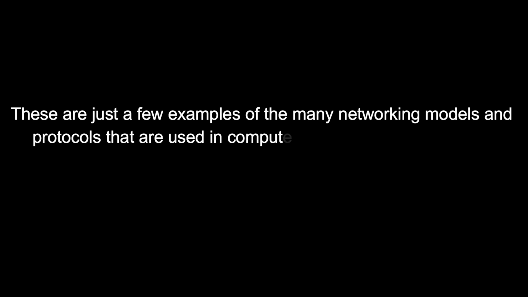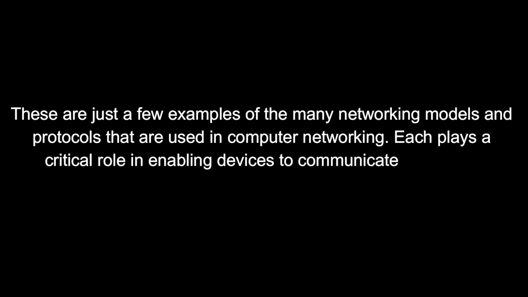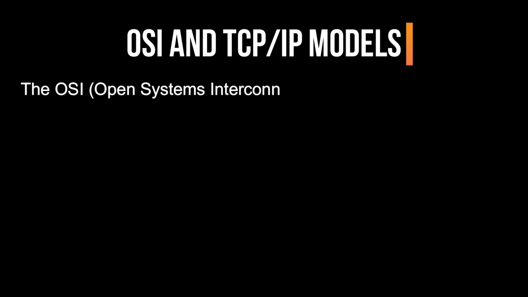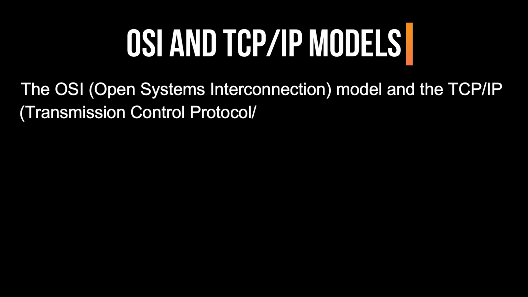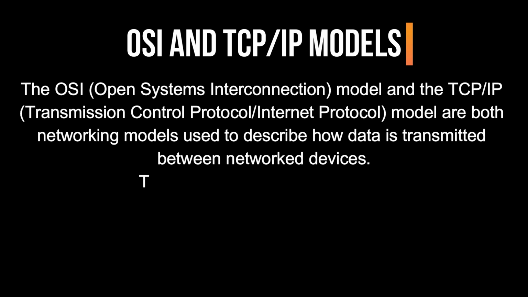These are just a few examples of the many networking models and protocols that are used in computer networking. Each plays a critical role in enabling devices to communicate and share information over networks. OSI and TCP/IP models. The OSI, Open Systems Interconnection, model and the TCP/IP, Transmission Control Protocol/Internet Protocol, model are both networking models used to describe how data is transmitted between network devices. The OSI model has 7 layers.